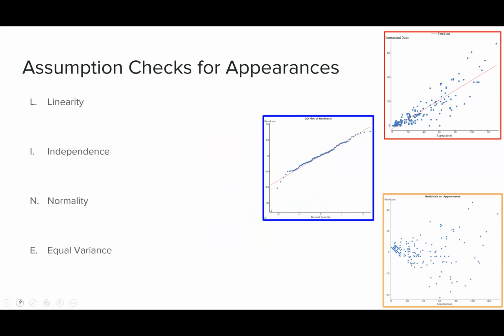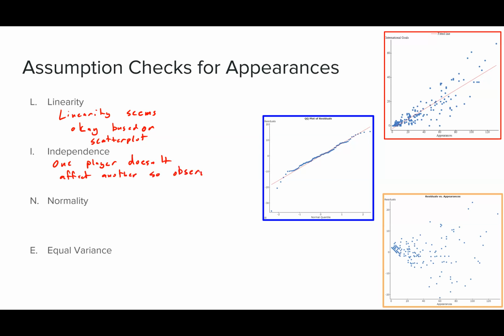Okay, so how do we summarize a lot of these different assumption violations? We took a look at it before, but these are the graphs you want to reference. Your scatter plot will look at linearity. I'm going to say it's okay. We've got bigger issues to deal with a little bit later on, but linearity seems to be okay based upon that scatter plot. One player doesn't affect another player in terms of goals scored or appearances necessarily. So they're independent.